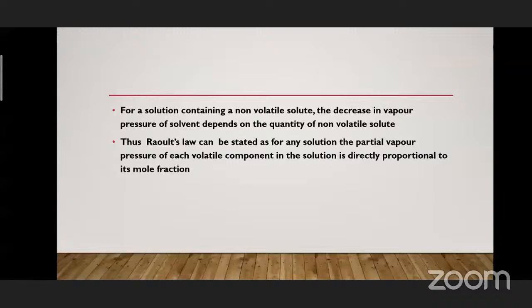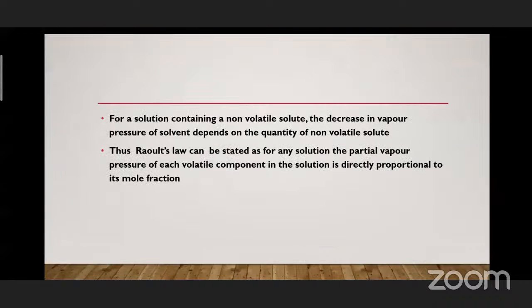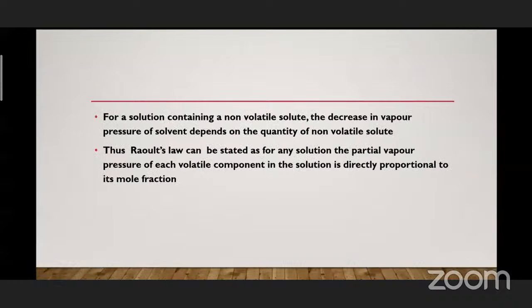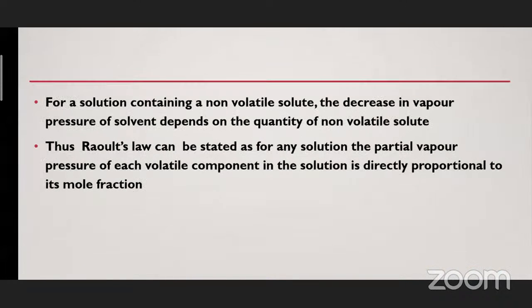So see here. For a solution containing a non-volatile solute, that means we are preparing a solution by dissolving a non-volatile solute in the solvent. The decrease in the vapor pressure of the solvent depends upon the quantity of the non-volatile solute. Let me simplify this. I am taking water and adding a non-volatile solute, for example salt or urea, anything. These are non-volatile.